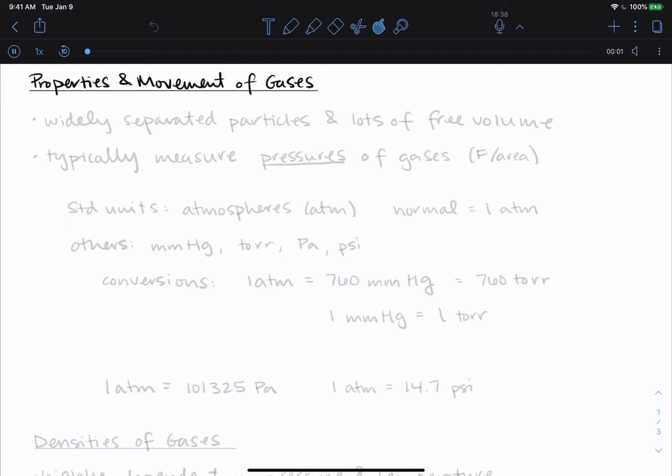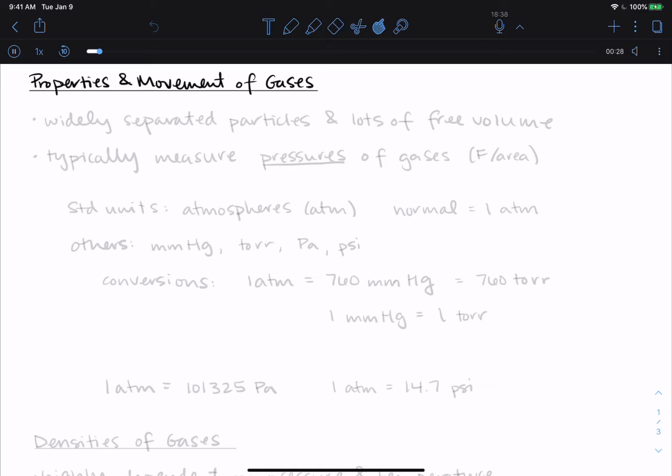In this module, we'll be talking about the behavior of gases. So this first video will be just about the properties and movement of gases. And some of the stuff at the very beginning will be things that you are familiar with because we've used these definitions when differentiating between gases, liquids, and solids. But I promise we're going to go in a little bit more depth since we have an entire module about it.